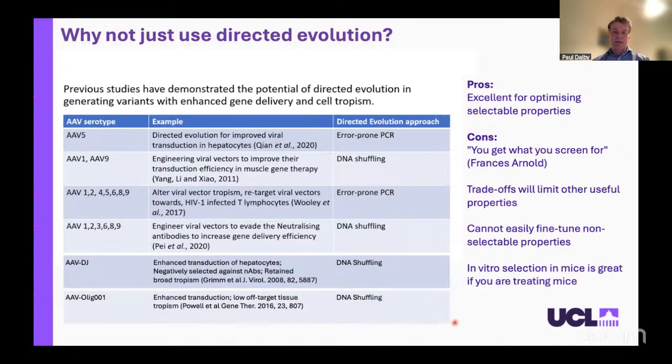And much of this selection is done in vitro or in mice. And Frances Arnold, famous for directed evolution, once said, you get what you screen for. So if you screen in mice, then that's great if you're treating mice. But many of these, as they go into humans, fall over because they've been selected on mouse receptors.